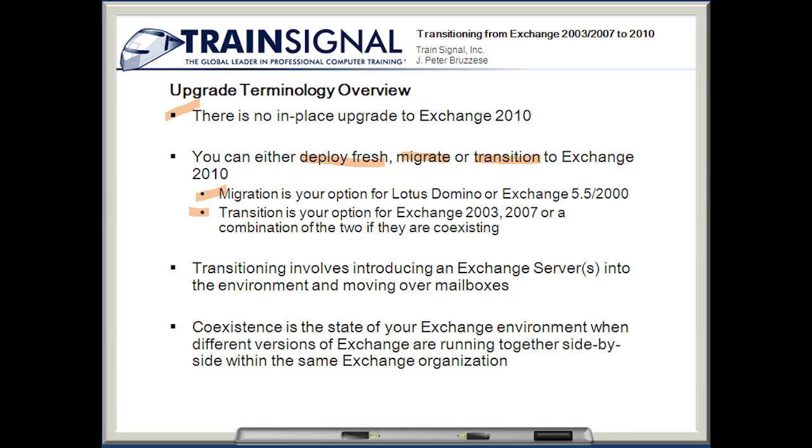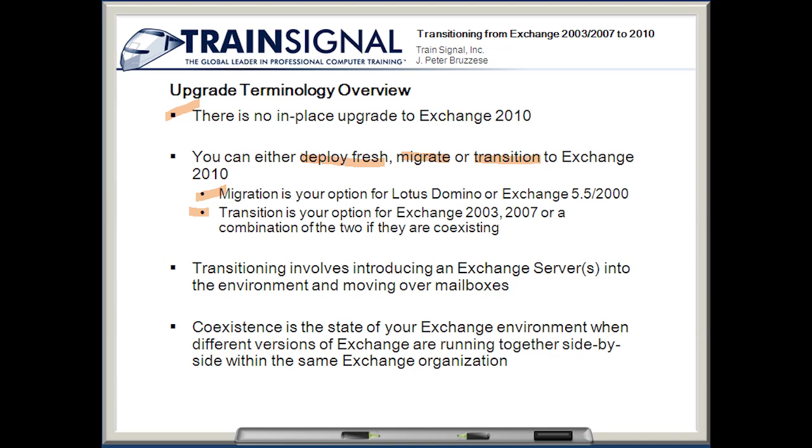Now personally, and this is just my personal opinion, I like Quest. I like the Quest migration tools because they actually allow you to be in a state of coexistence with the legacy Exchange environment, whether it's 5.5 or 2000 or even Lotus Domino. So you might look at Quest or you might look at some other third-party solutions in order to help you to transition to Exchange 2010.